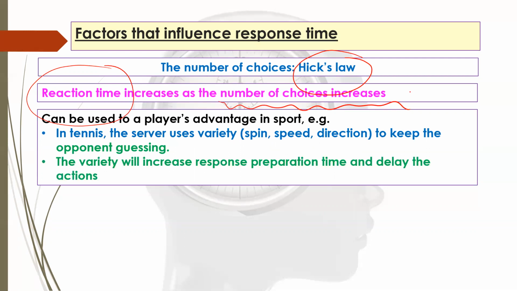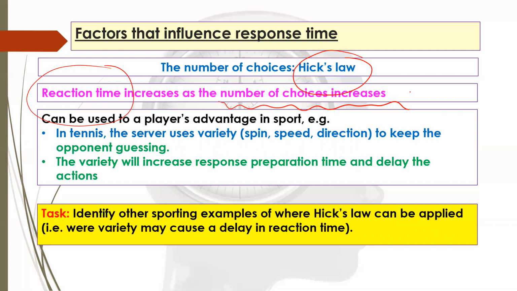So the variety will increase response preparation time and delay the actions. That's just a fancy way of saying they've got more to think about before they actually make a decision and process what it is that they're going to do. So as a result, everything is delayed. If the first part of it is slowed down, everything else is then going to be delayed as well.